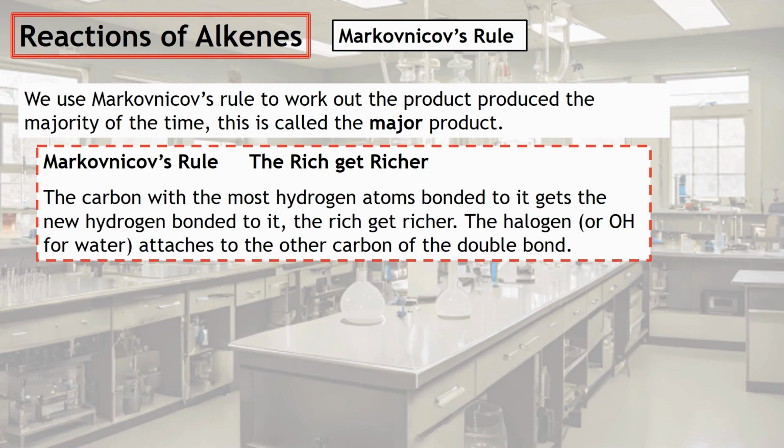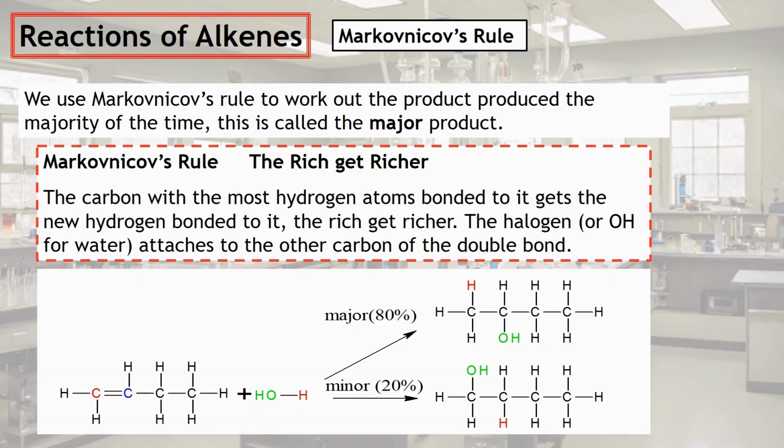Let's have a look at an example of this. Here I have two carbons, the red one and the blue one. We can see that the red one is the rich carbon because it has two hydrogens attached. And the blue one is the poor carbon. So the red one, when I add H2O, or H and OH, is going to be the one that attracts the extra hydrogen the majority of the time.